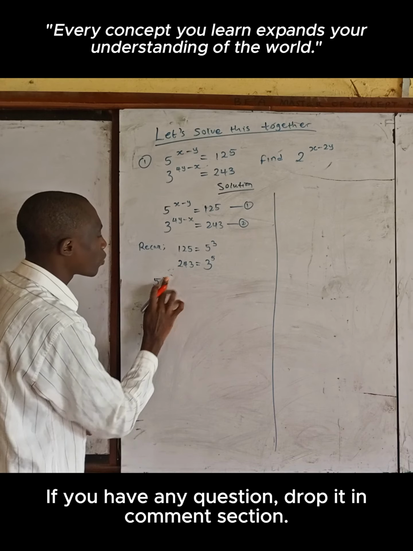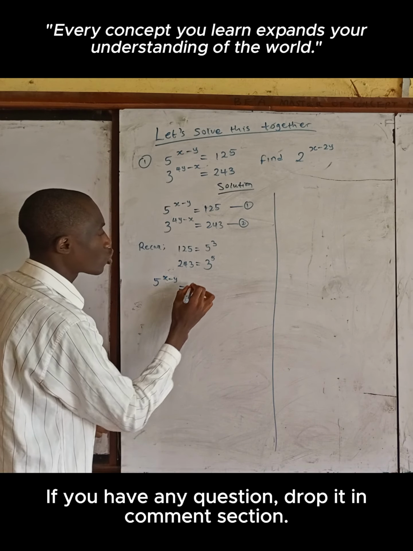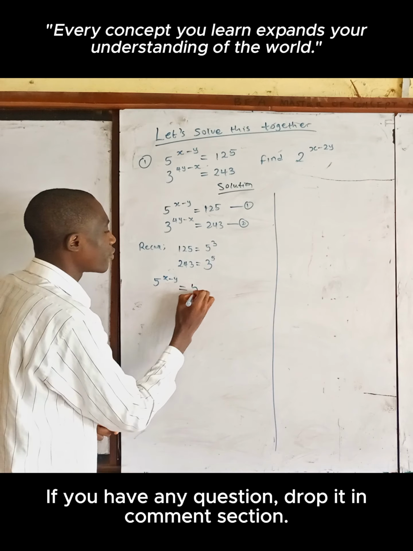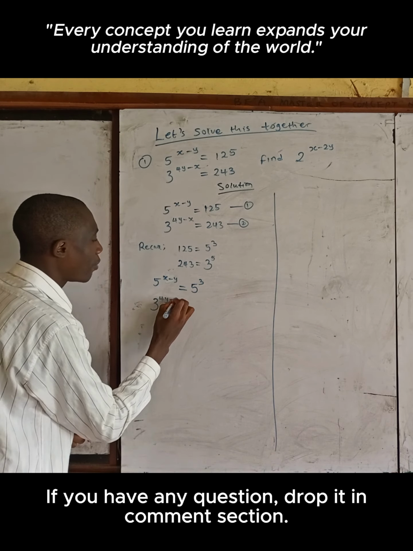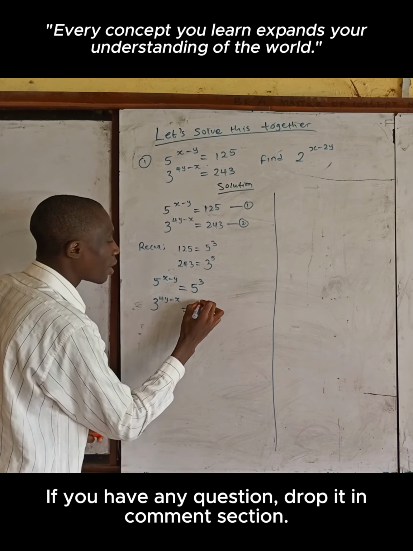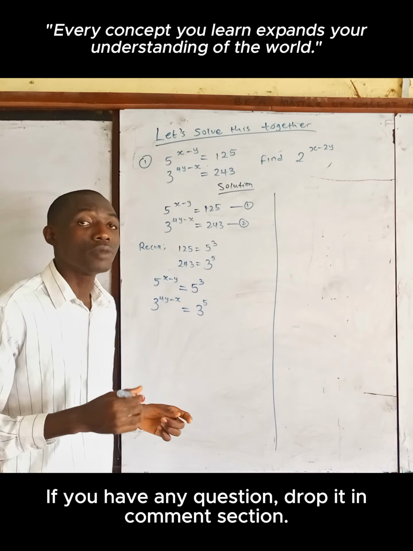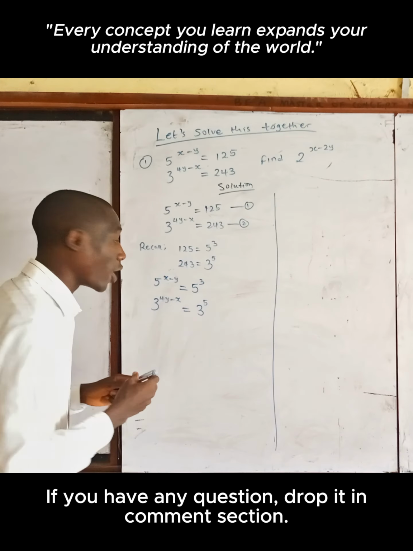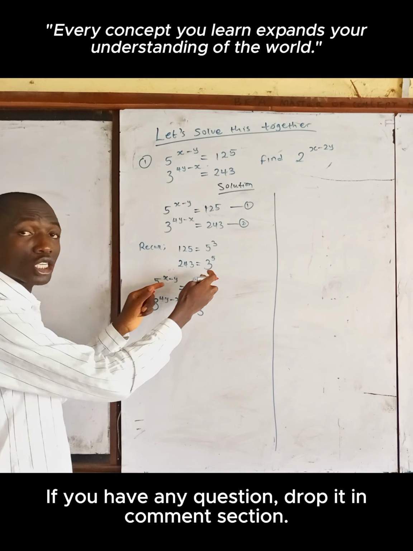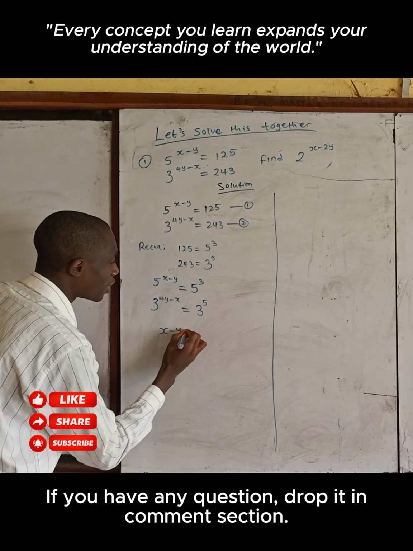We have 5 raised to power x minus y is equals to 5 raised to power 3. The next one, we have 3 raised to power 4y minus x is equals to 3 raised to power 5. This is where we are going to make use of our indices rule, which is if bases are equal, equate the power. This is 5, this is 5. I'm going to equate the power. So I have x minus y is equals to 3.